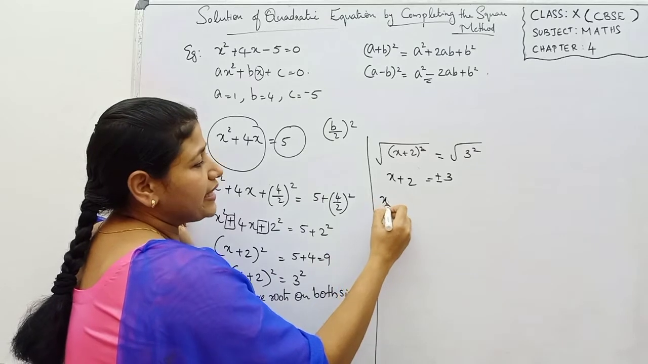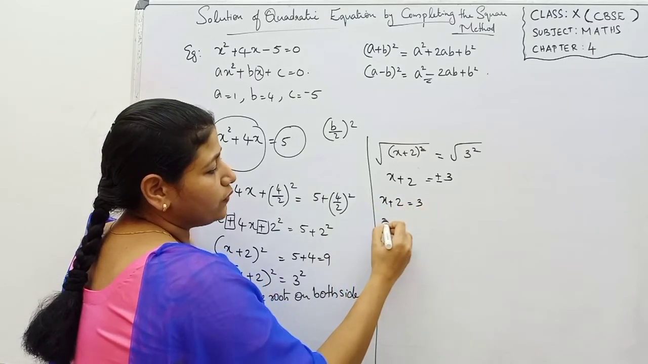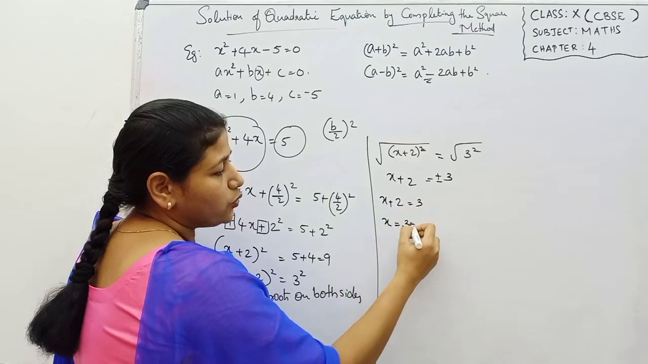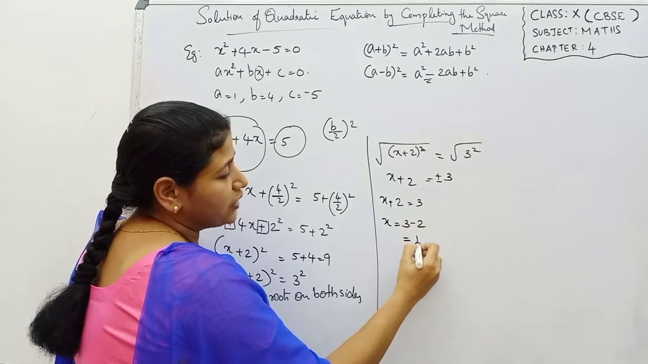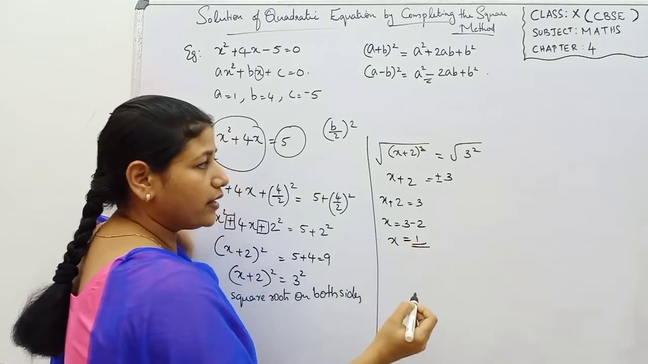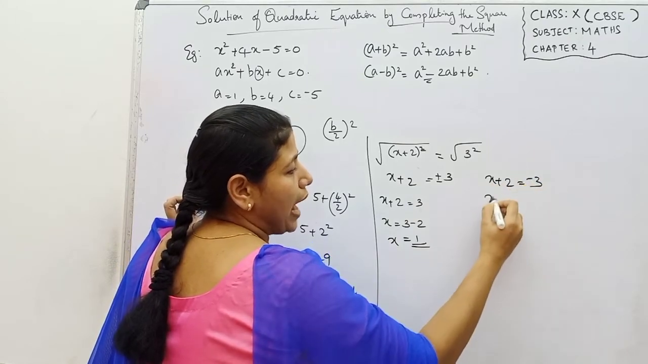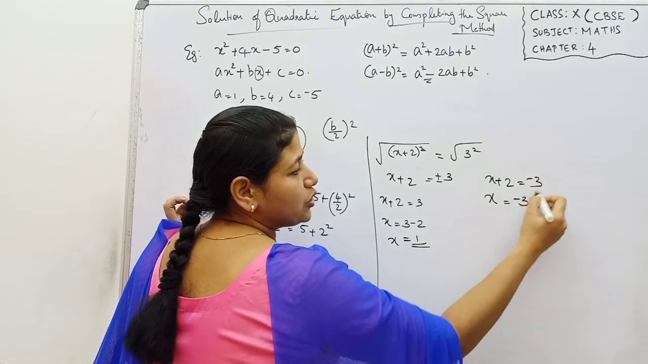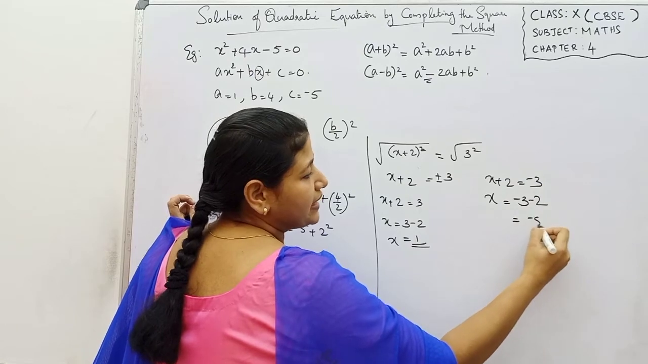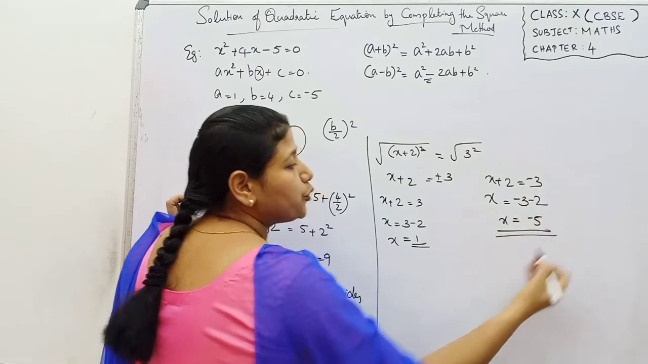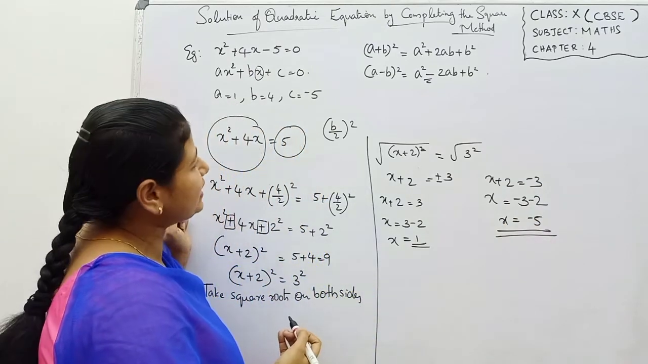If you take x plus 2 as 3, then you get x equal to 3, this 2 becomes minus 2, and you get 1 as the answer. So x equal to 1. And what about x plus 2 equal to negative 3? Then this 2 becomes minus 2 and you get negative 5. So you have two solutions, 1 and negative 5.